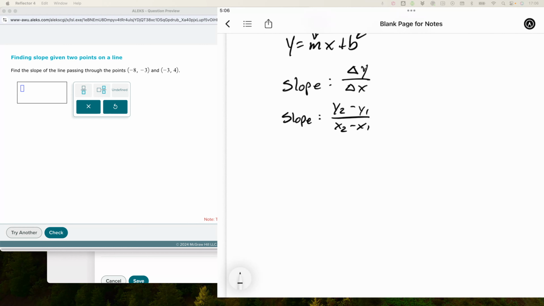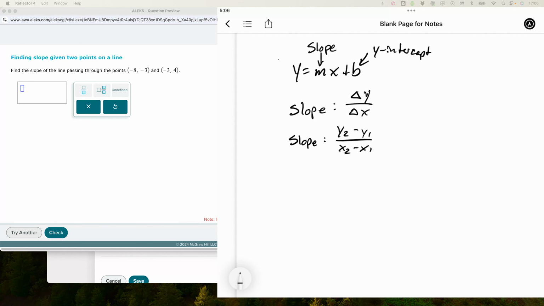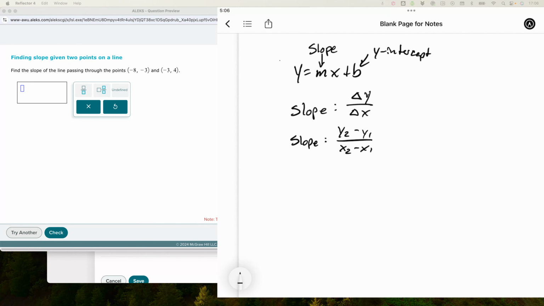As has been the case with everything in geometry up to this point, labeling is going to be a big deal. We have 2 points that we're supposed to find the slope between. Those points are -8, -3 and -3, 4. I will label those x1, y1, x2, y2, and then it's very important to copy the formula every single time.